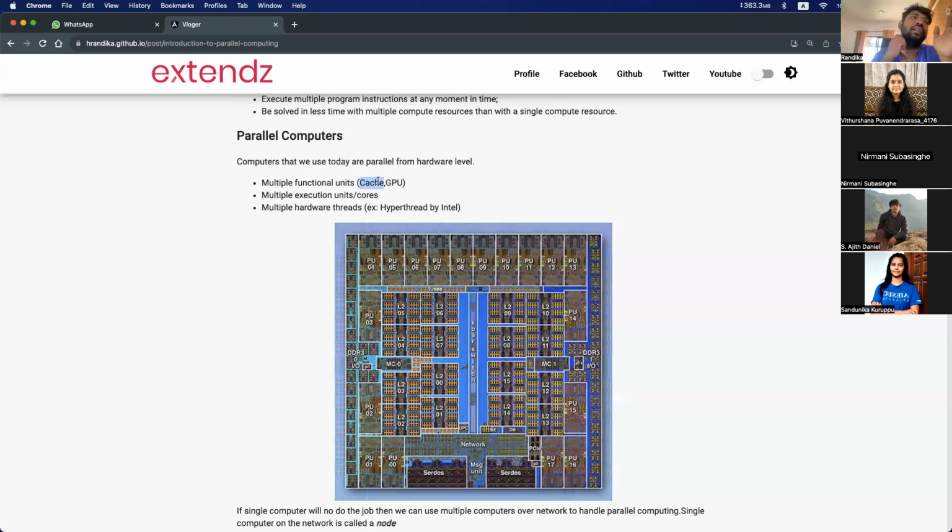So we have caches. We are talking about L1, L2 caches in the CPU, and multiple caching levels, and we have GPUs where we can offload our workload from the CPU to the GPU. These kinds of multifunctional units help us to build parallel computers. If we do not have these multifunctional units, we might not get a parallel computer in the first place. Okay, so these are the enabling factors for parallel computers. The next thing is multiple execution units or cores. That means in most of the day-to-day machines that we are using, you will get the notion that there are 12 cores, there are 8 cores.